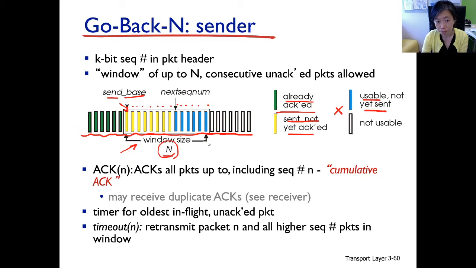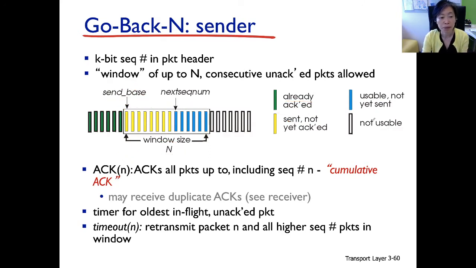Now, to indicate the beginning of the usable packet sequence numbers, we use yet another variable, the next sequence number. Send base, or sometimes I just call it base, is the base of the sending window. Next sequence number is the next available sequence number that we can use to generate a data packet within the window N. And the blank ones are simply outside of the window limit, so not usable.